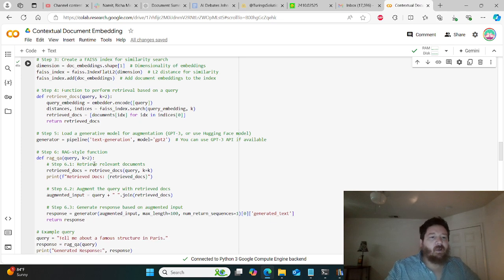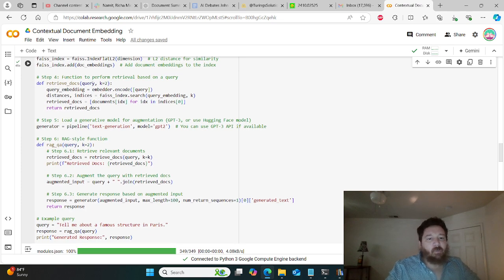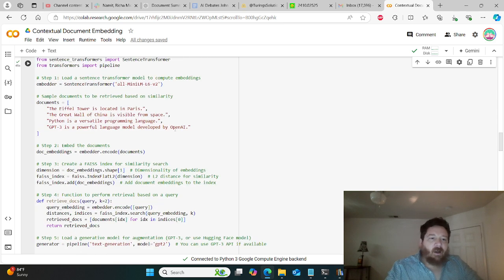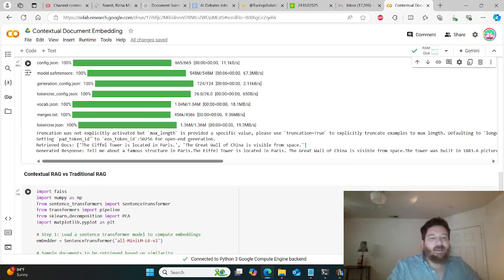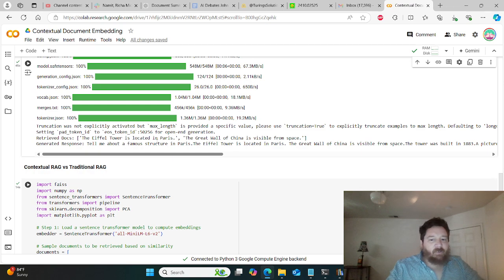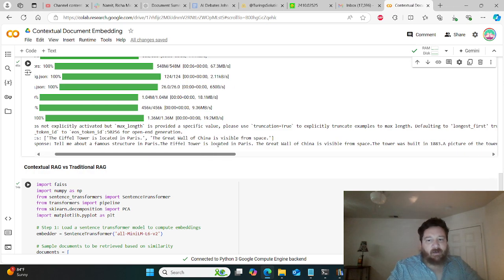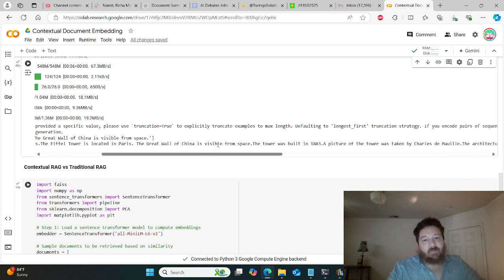Going in, we set up our RAG tuning function and then our retrieval function. In this instance, we've given it documents and then a query: tell me about a famous structure in Paris. One of these documents is related to a structure in Paris, and the rest aren't. Its response is: the Eiffel Tower is located in Paris. The Great Wall of China is visible from space.